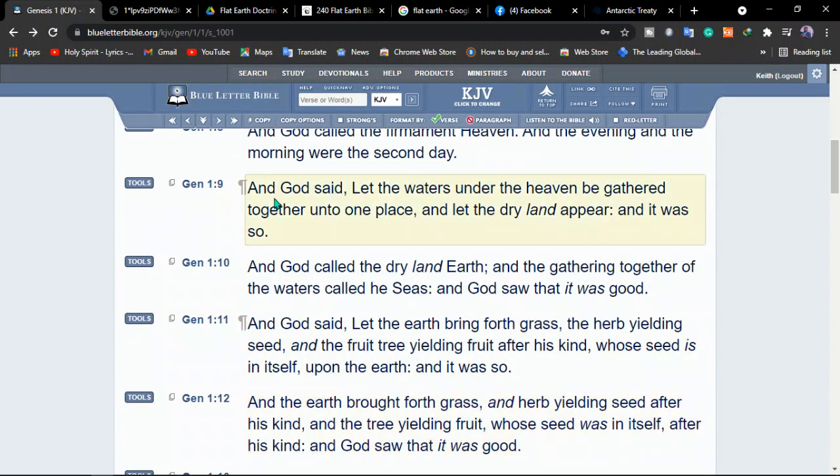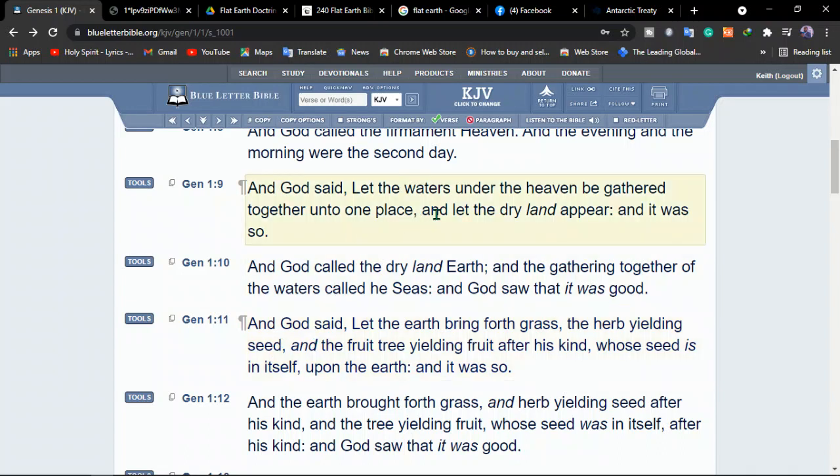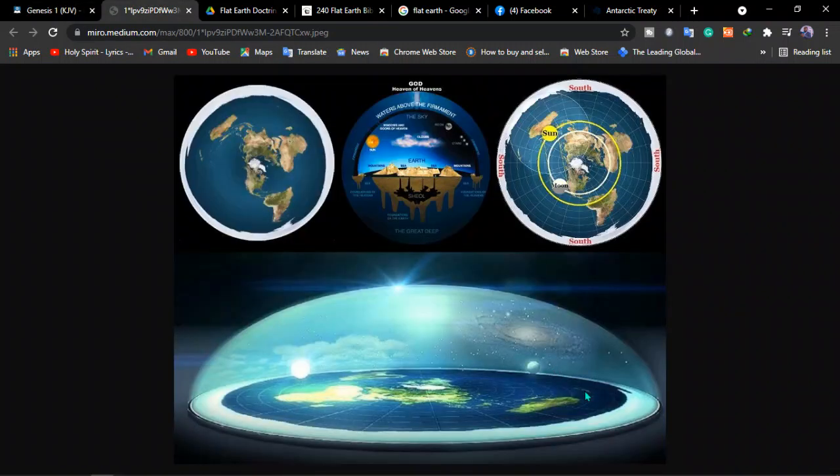Verse 9. And God said, let the waters under the heaven. Now, we're talking about the heaven firmament, this one. Now let's hear what he says about the waters down here, the ones which are under this heaven. And God said, let the waters under the heaven be gathered together unto one place, and let the dry land appear. And it was so. Are you seeing this one? So God said, let these waters which are below here, under the heaven, gather together. So if they gather together, then it means there'll be some dry area here. But it's not land. This is ice. That's where Antarctica came to be.